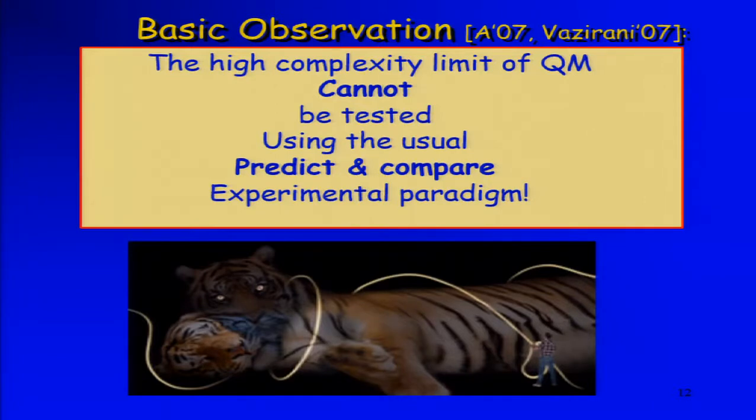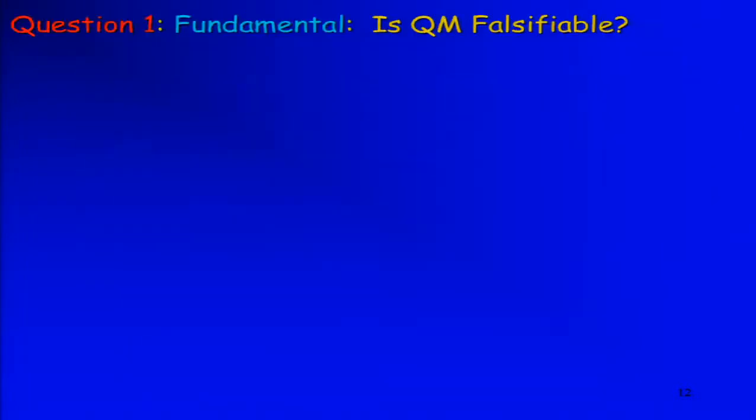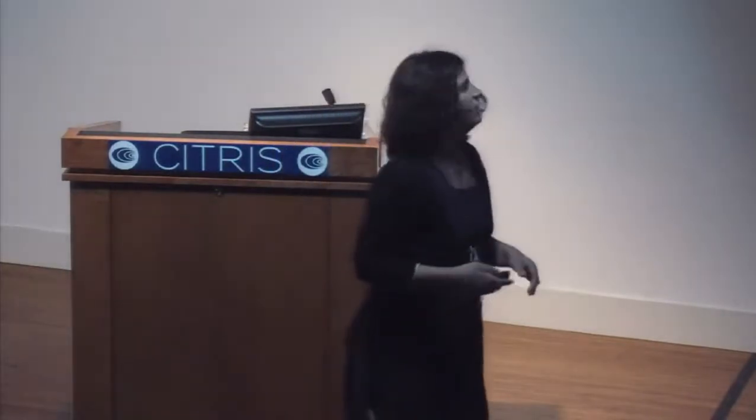Okay, so we see here the attempt by this guy who's trying to tie the tiger, really trying to command or to control this highly complex system which he can't really control. Okay, so this question leads to several daughter questions. So first still, is quantum mechanics really falsifiable?